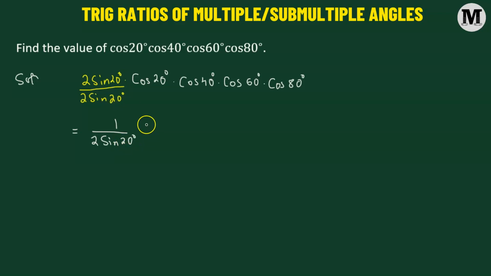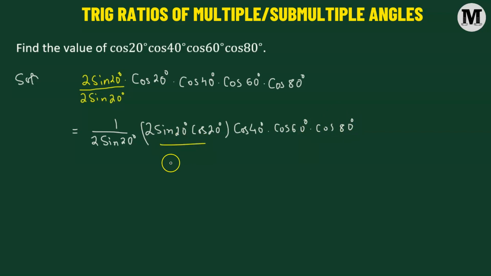So what we'll do, we can combine 2 sine 20 degrees with cosine 20 degrees because there's a standard formula for this. So let's write down the remaining functions. We have cosine 40 degrees times cosine 60 degrees times cosine 80 degrees. The formula that we will be using here is, we know that if we have 2 times sine theta times cosine theta, that's actually sine of the multiple angle 2 theta, which means that we now have 1 over 2 times sine 20 degrees.